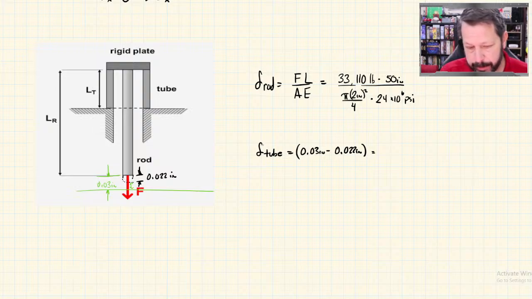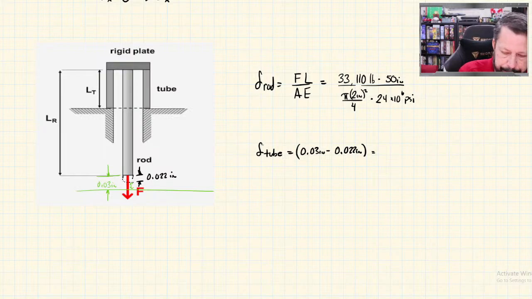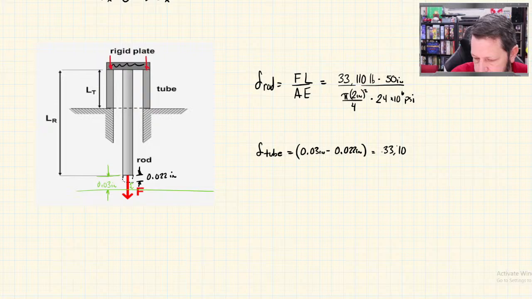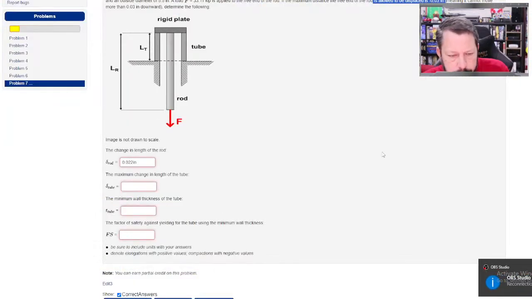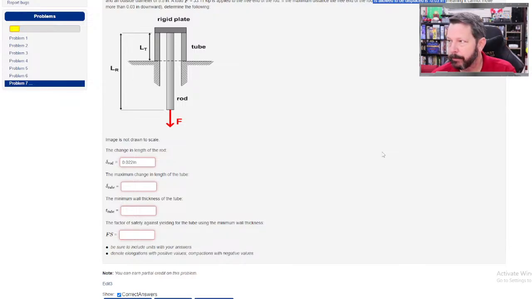It's got the same force applied to it, so the F travels through the rod, through the rigid plate, and then gets applied as a compressive force on the tube. So it's the same force, 33,110 pounds. All right, this is what the wall thickness is helping me solve. All right, so we're about ready to actually solve your question.